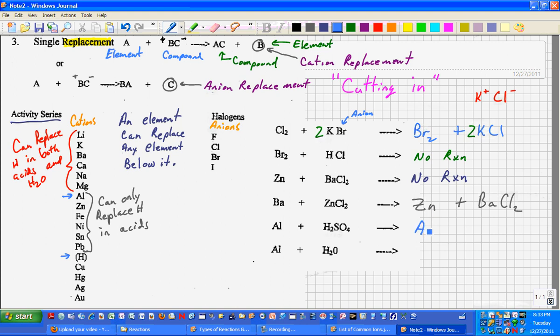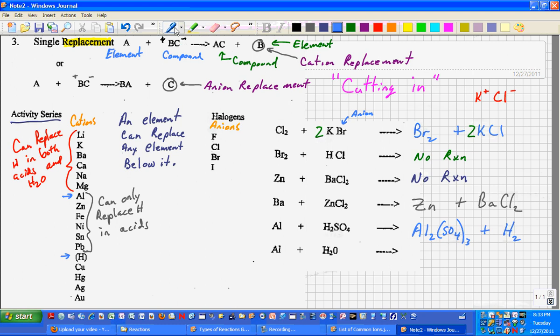Aluminum will kick out the hydrogen. And I should just go ahead and do that. Aluminum sulfate, Al2(SO4)3, is the compound that I make. And then hydrogen winds up on its own. It's going to be H2 because it's a Hunkelbrief. Again, that Al2(SO4)3 is because of the charges.